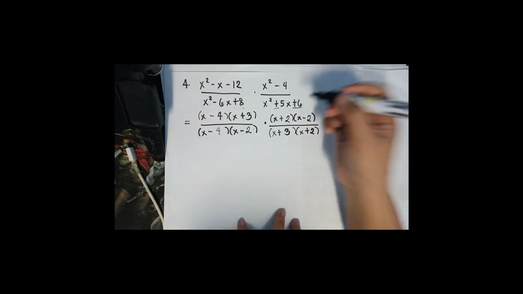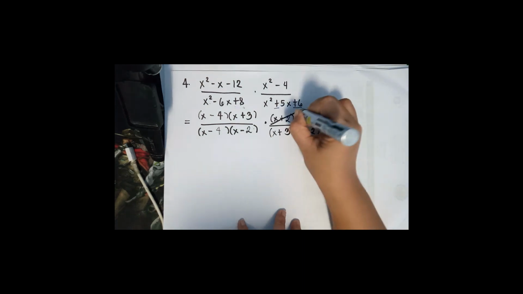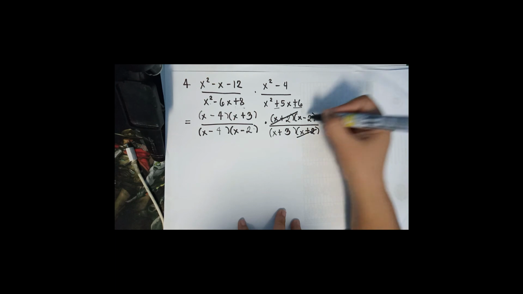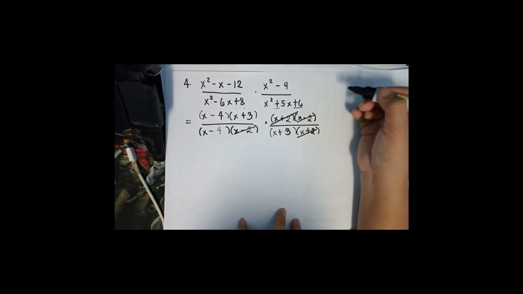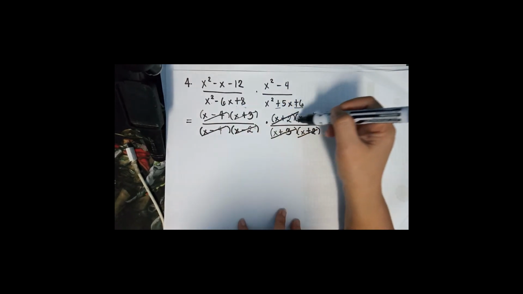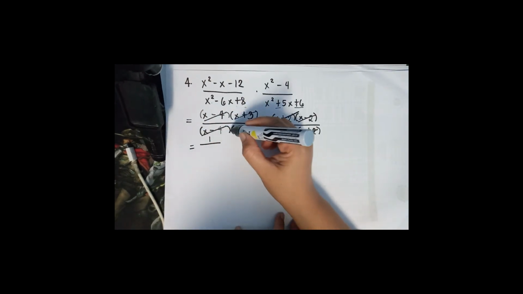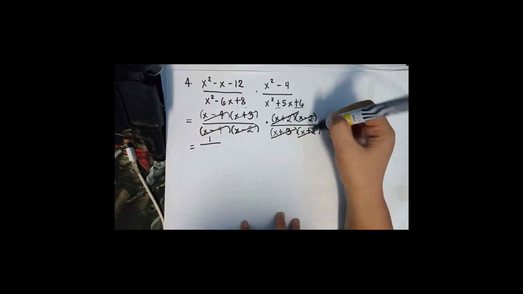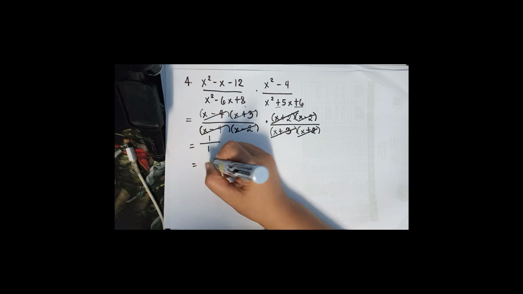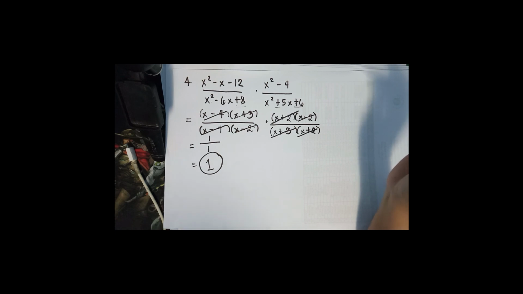Now, cancel out those that are common between the numerator and denominator. We have x plus 2, x plus 2, x minus 2, and x minus 2, x plus 3, x plus 3, and of course, x minus 4 and x minus 4. There is no remaining term in our numerator, then that is 1. And there is no remaining term also in our denominator, then that is 1. And 1 divided by 1 is 1. And then our final answer is 1.